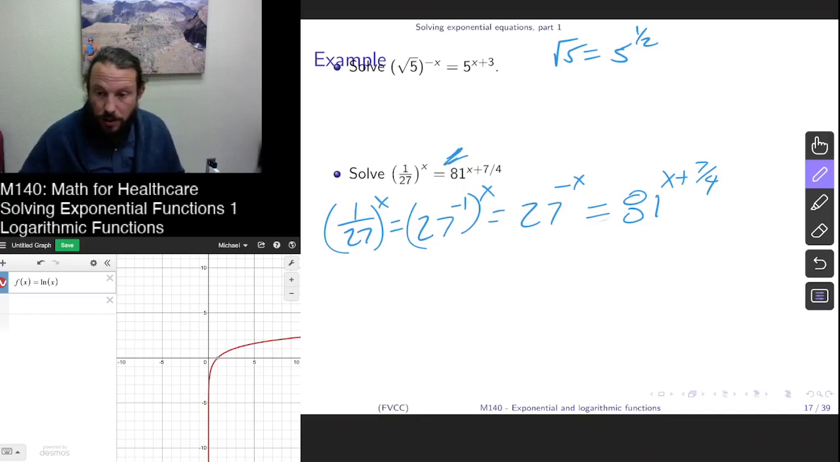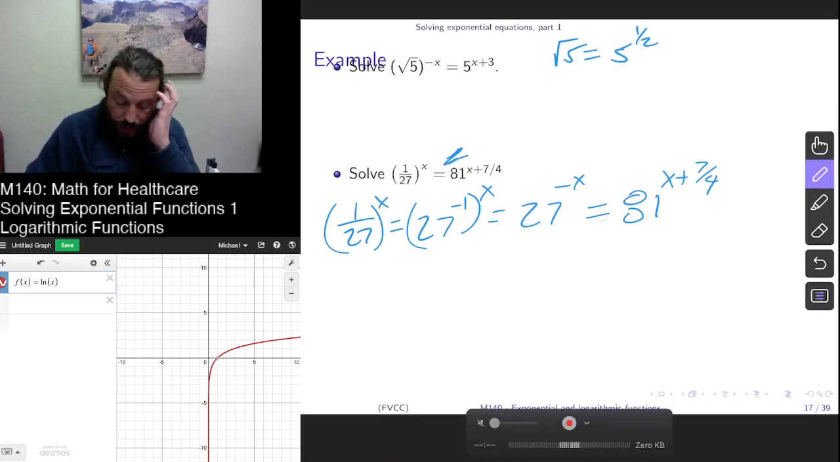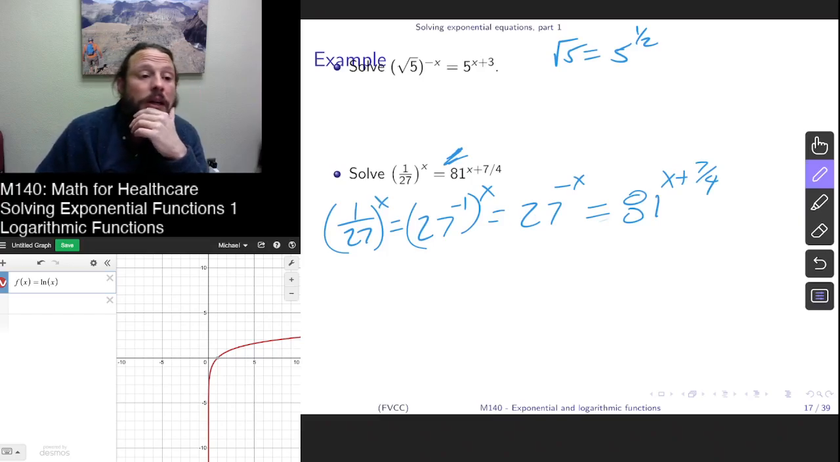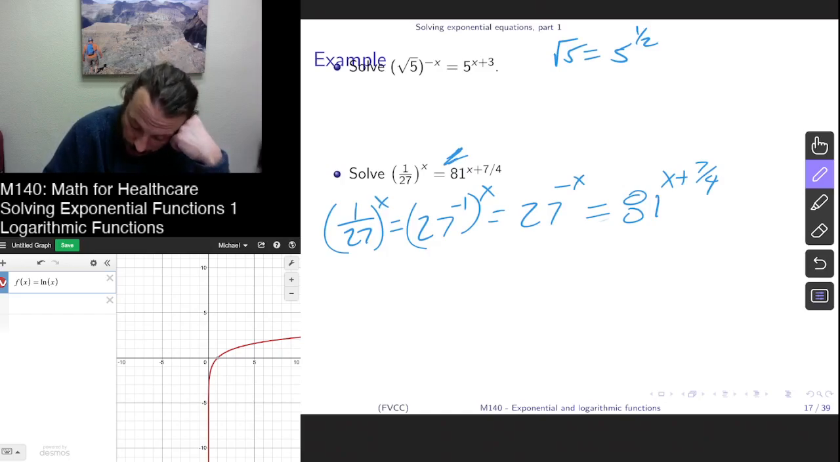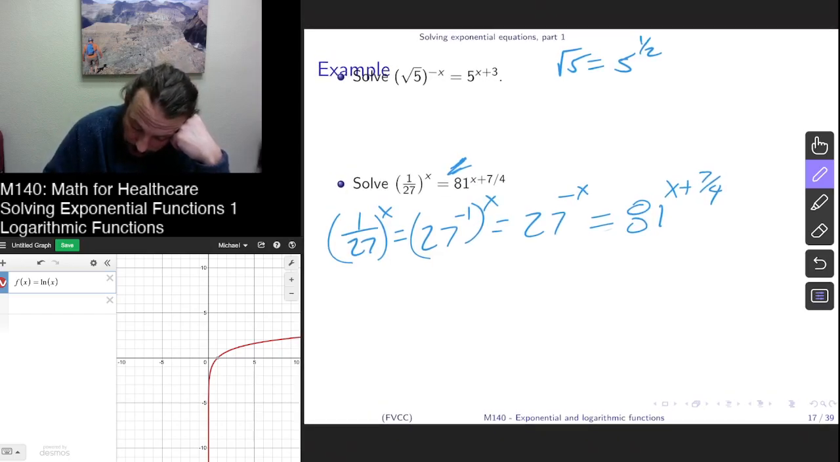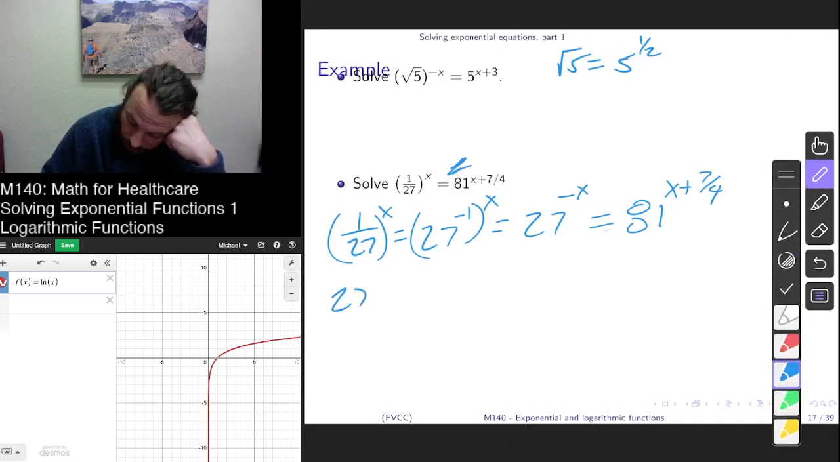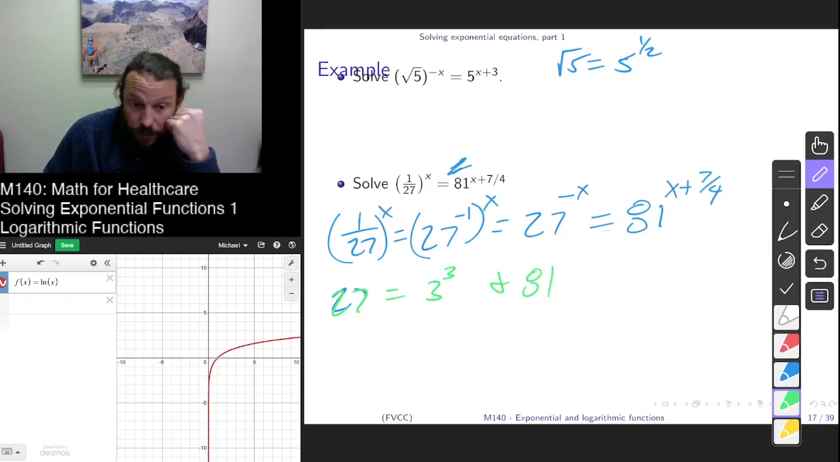All right. Now, these look like different bases, but in fact, these are base 3, and you could always check that. So 27 is 9 times 3, right? But 9 is 3 times 3, so 27 equals 3 cubed. And why don't you try this on your own? 81 with the base 3 is equal to 3 to what? Pause it, think about it. Okay, and that's equal to 3 to the 4th.